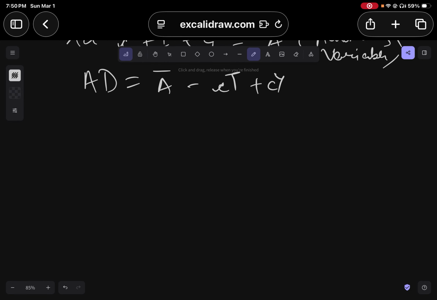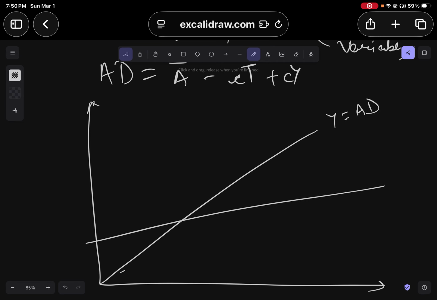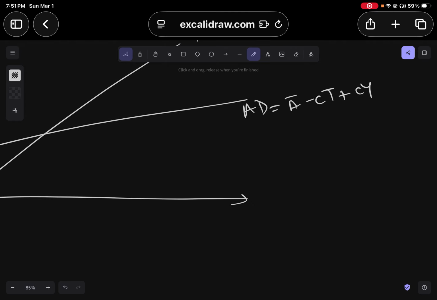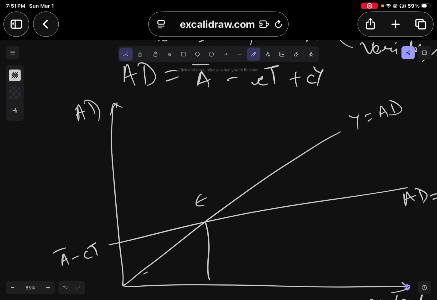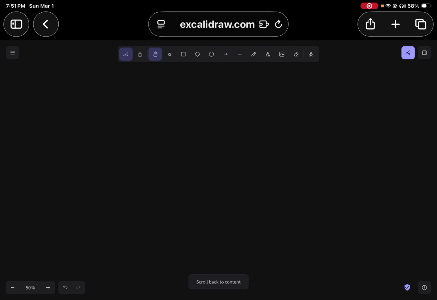And to draw another graph for this, this is Y equals AD. This is the aggregate demand curve. This is equilibrium at point Y1. Now let's move on to the Keynesian explanation of the Great Depression.